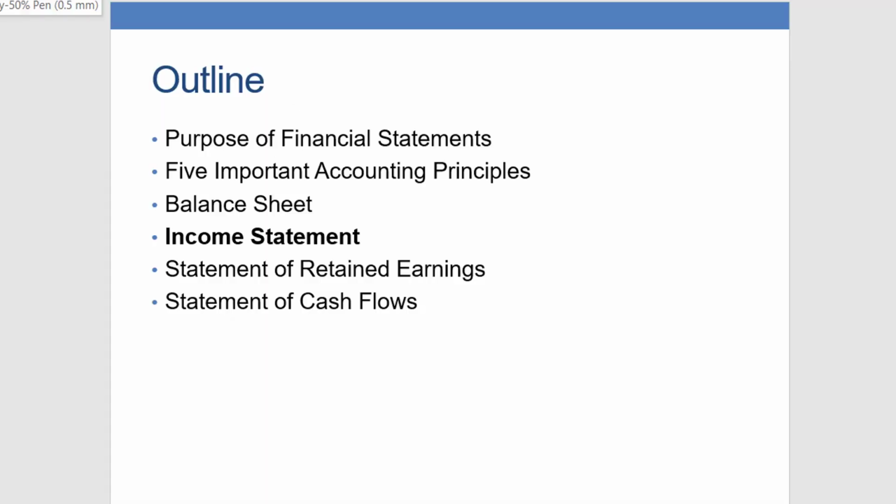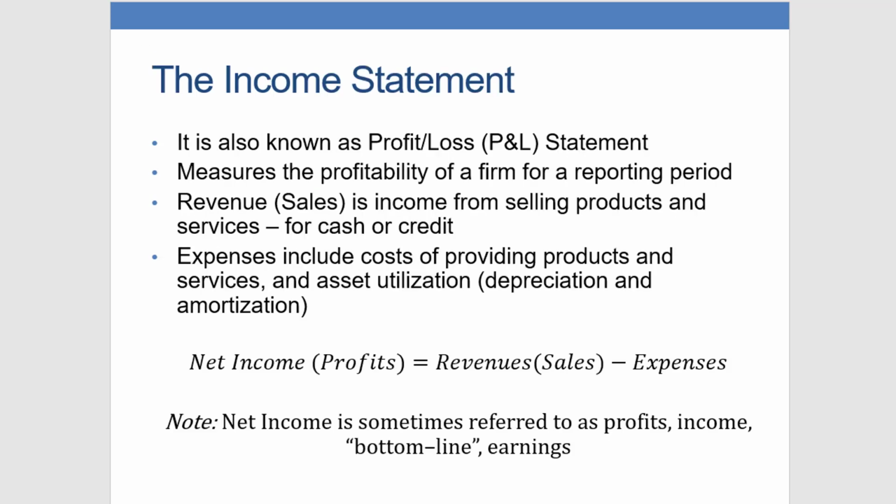Okay, so now we're going to look at our income statement. So the balance sheet gave us sort of an idea of what's going on at a moment in time. And then our income statement tells us what's happened in the company over a period of time. The income statement comes up a lot. Sometimes it's called the P&L or profit and loss statement. So if you hear that, they're talking about the same thing.